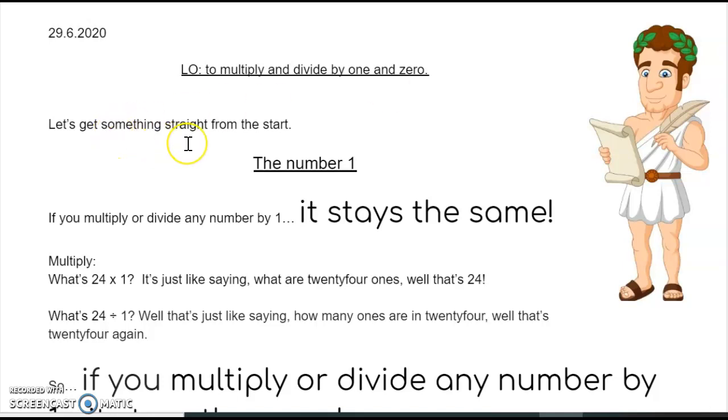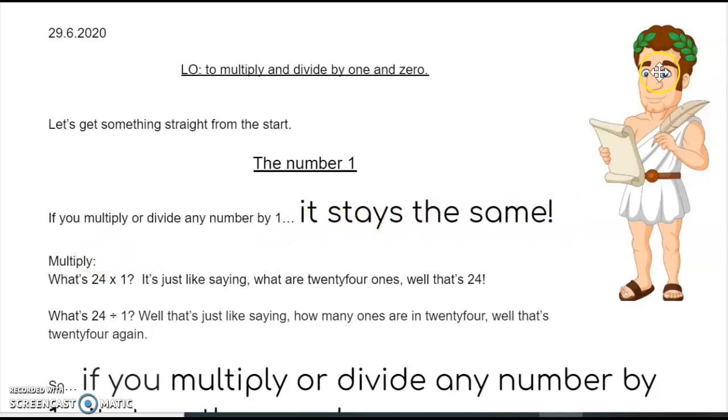So let's get something straight from the start. When we're looking at the number 1, if you multiply or divide any number by 1, it stays the same. The number stays the same. Are we 100% clear on that? If you multiply or divide any number by 1, that number stays the same.